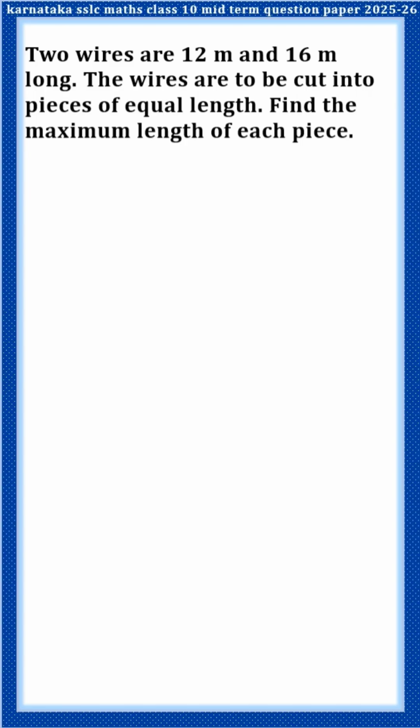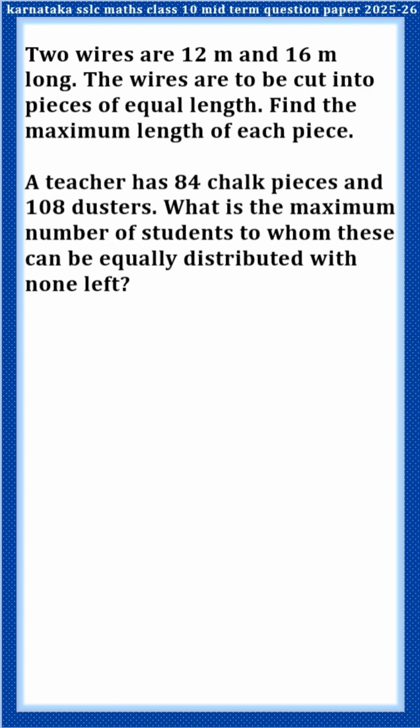Here are two similar questions. One of them is: two wires are 12 meter and 16 meter long. The wires are to be cut into pieces of equal length. Find the maximum length of each piece. Here you have to find HCF of 12 and 16. You can do it. Another question: a teacher has 84 chalk pieces and 108 dusters. What is the maximum number of students to whom these can be equally distributed with none left? Here you have to find HCF of 84 and 108.